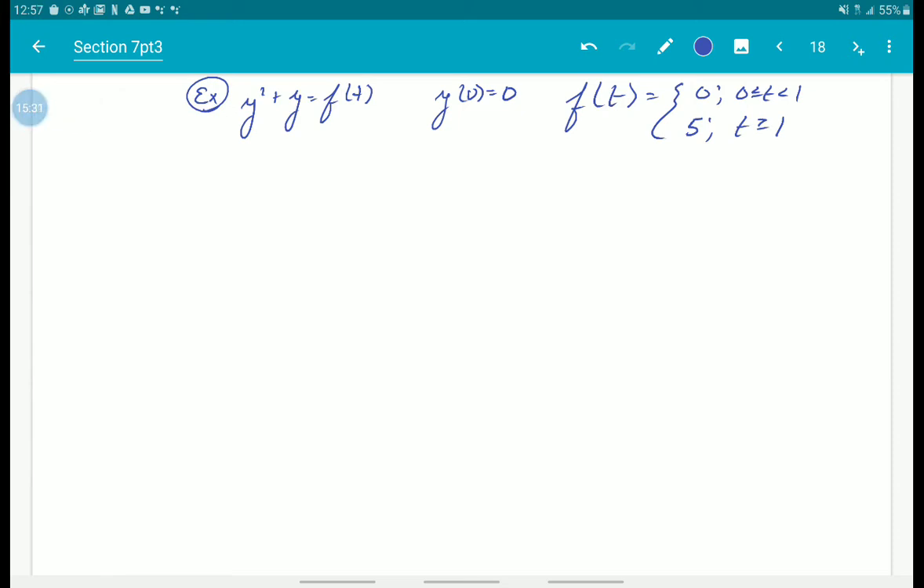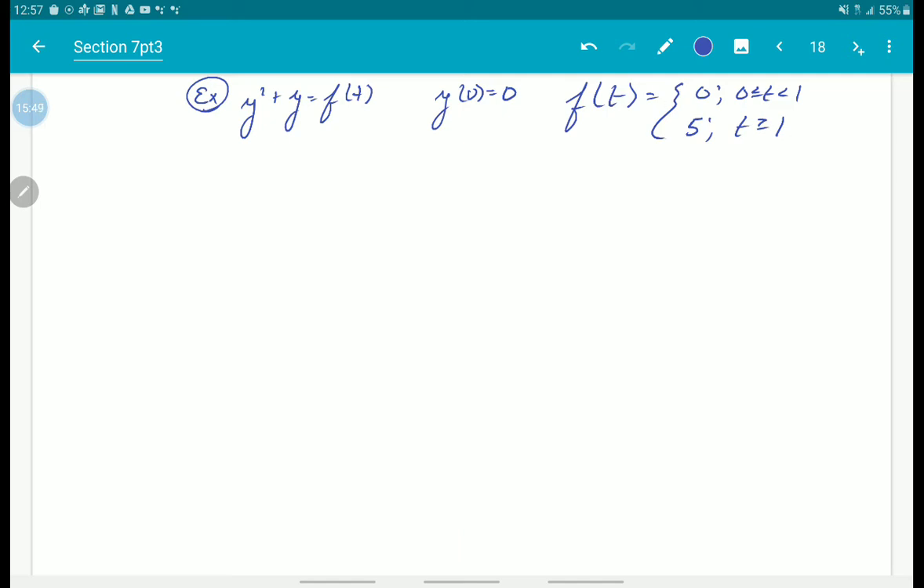So I want to walk through one more example of solving a differential equation with these. So let's say we have this setup. We have y prime plus y is equal to f of t. We know initial condition y of 0 is equal to 0. And our f of t is this piecewise function.